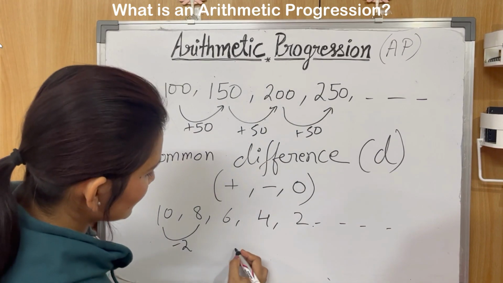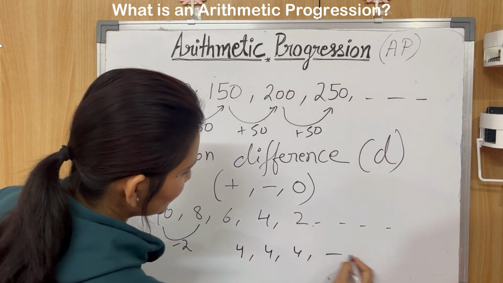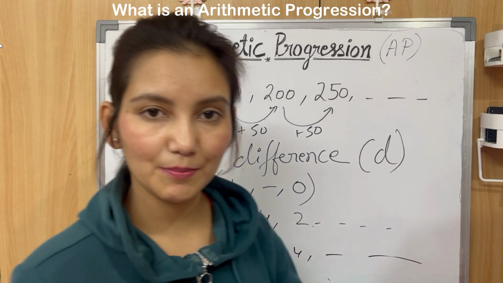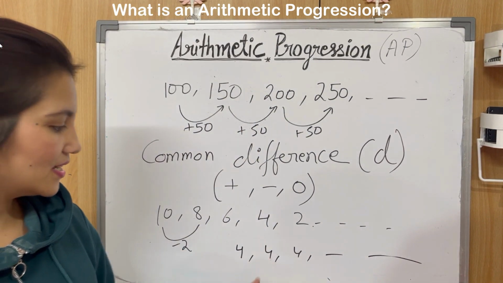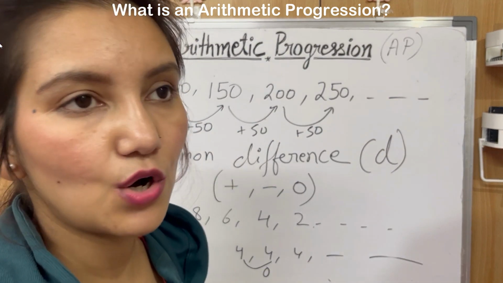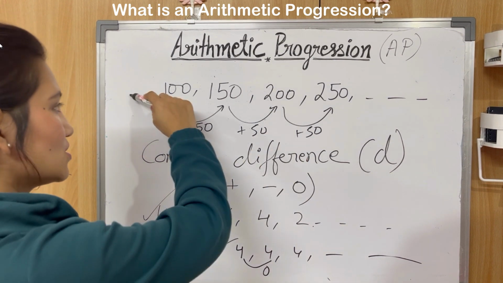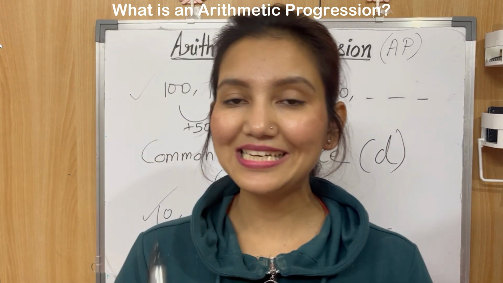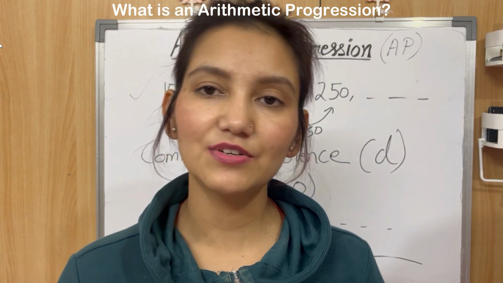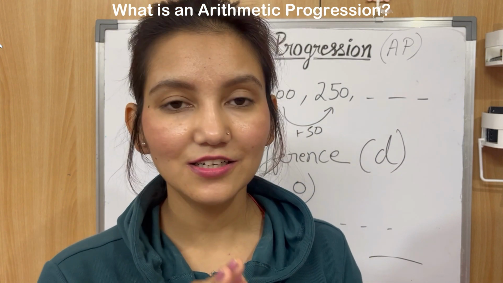Now let's take this example, 4, 4, 4 and so on. This is also an AP because the common difference here is 0. As we know, the common difference can either be positive, negative or 0. So this is also an AP, this one is an AP and this one is an AP, right? So D, the common difference, can be positive, negative or 0. So that's an AP.